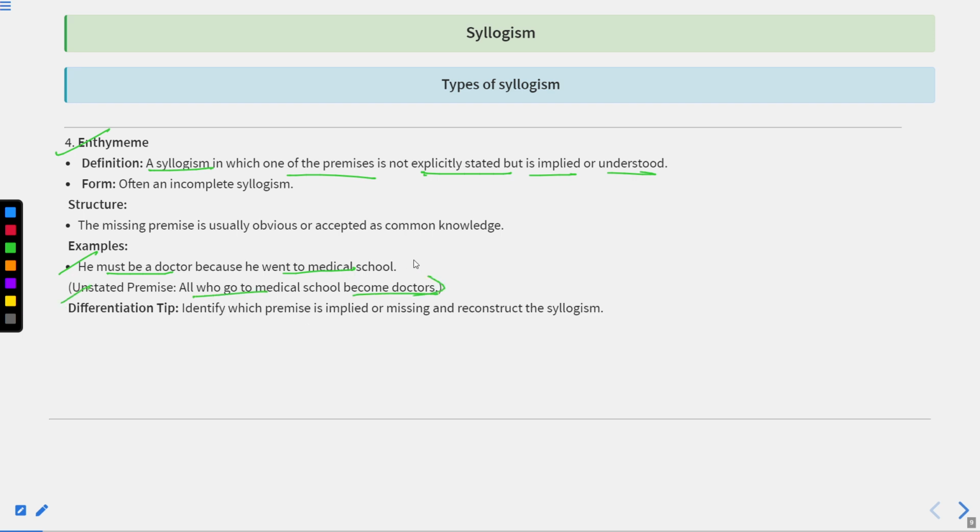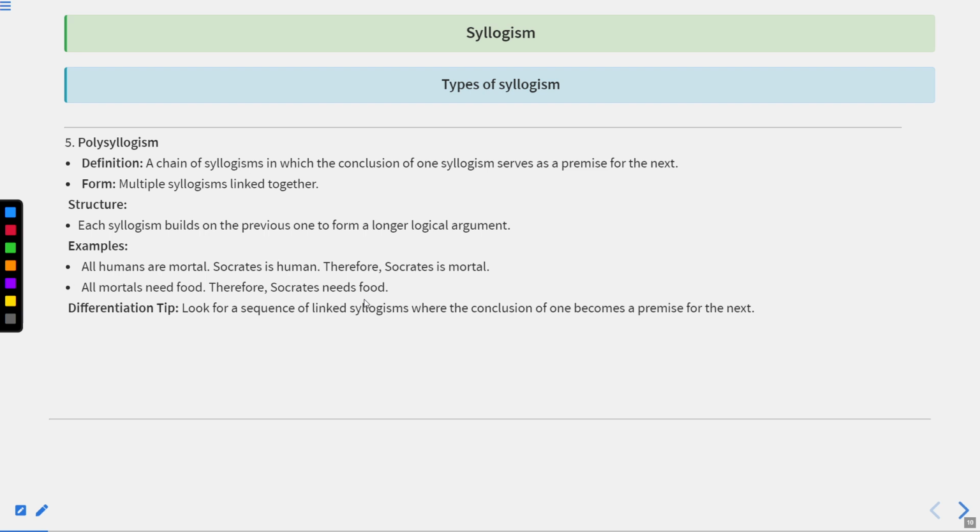So this is the first statement, this is the second statement, and then we have to differentiate them. He must be a doctor because he went to medical school, and then this other statement says that all who go to medical school become doctors. Now these two statements have to be inferred, and based on these statements we will have to figure out the conclusion, what will be the outcome. So this is the enthymeme syllogism.